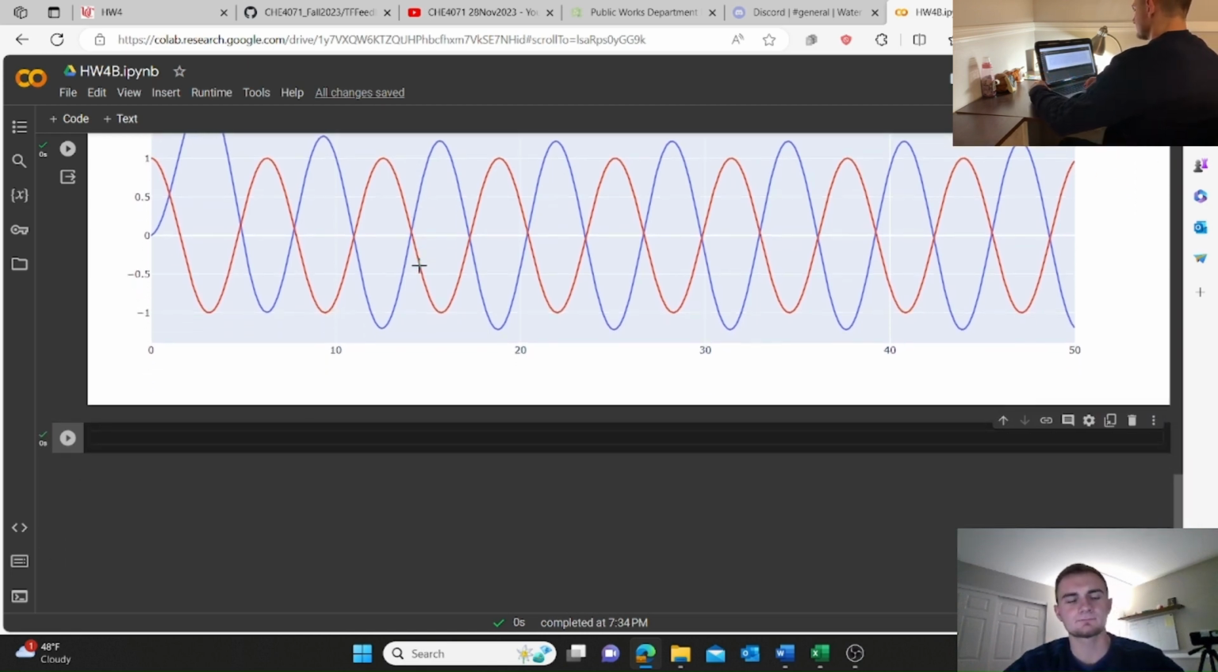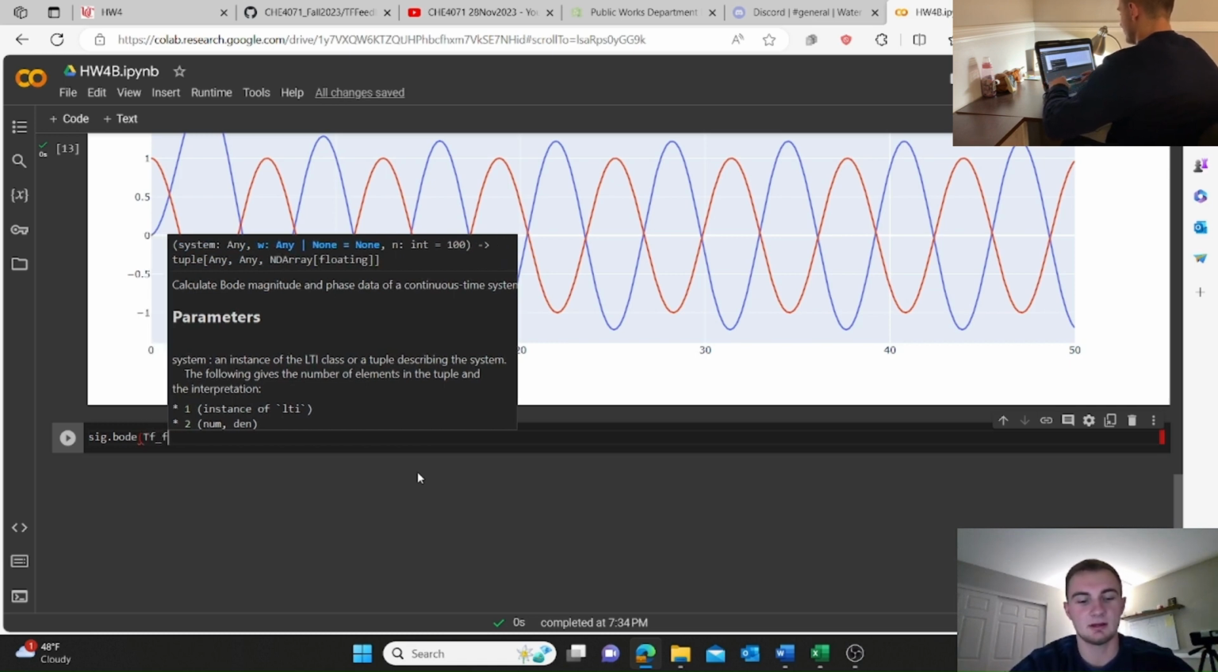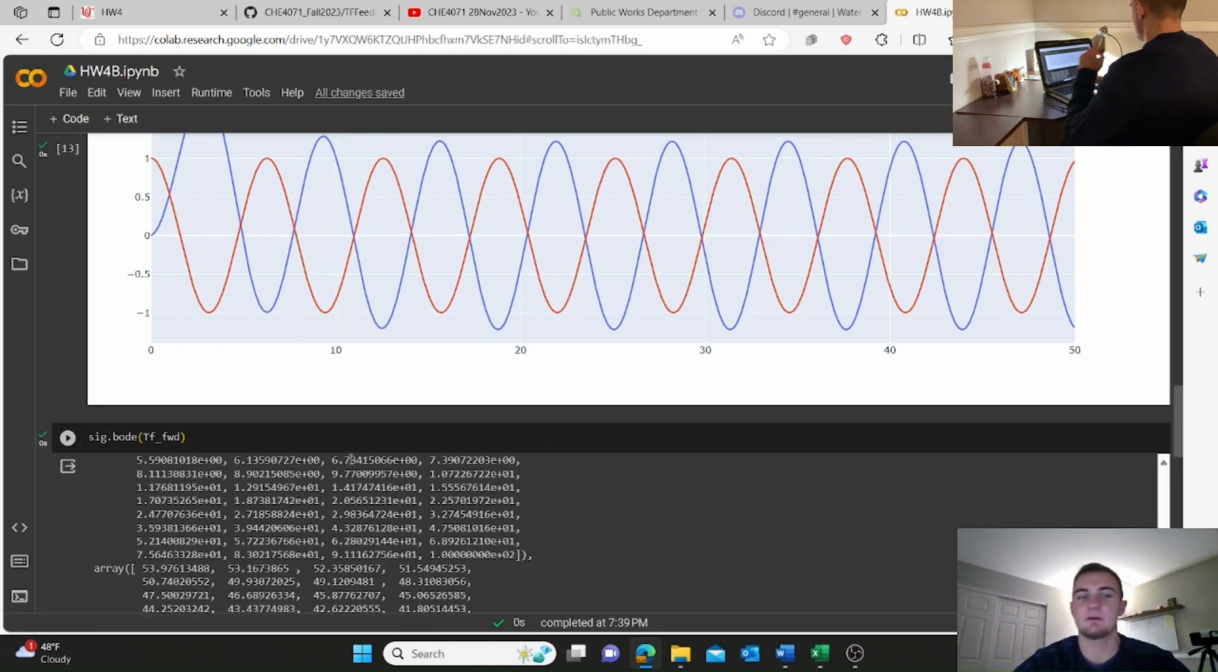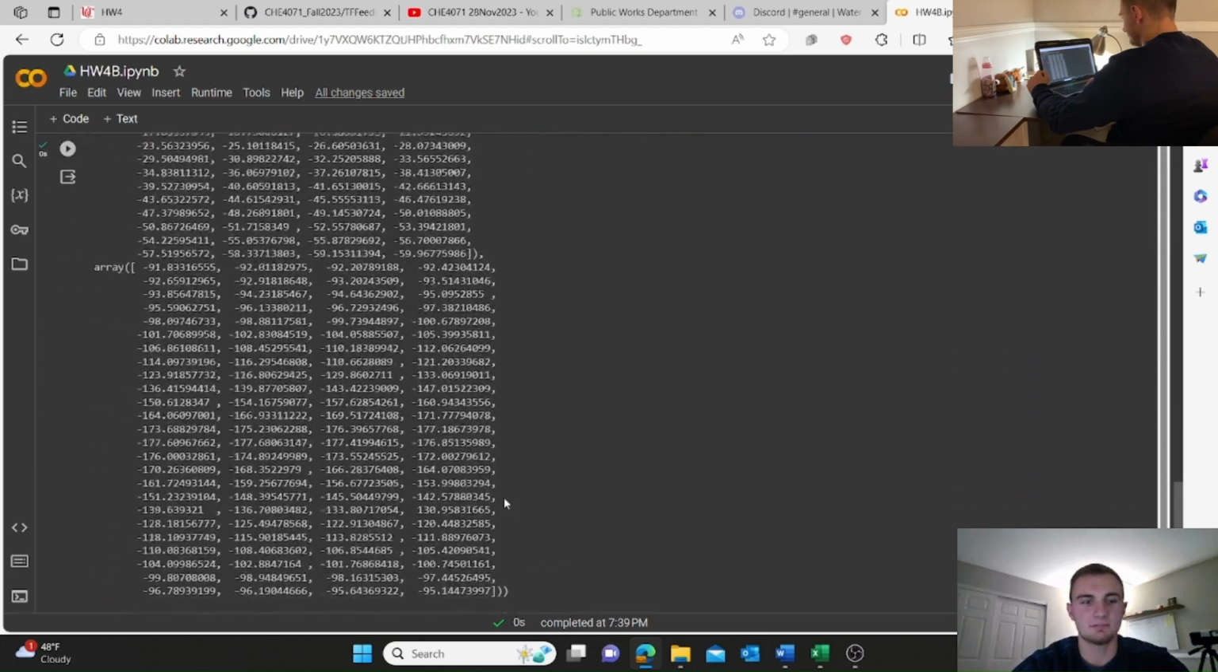If I do sig.bode, we can just supply the transfer function that we want to take a look at. What this Bode diagram will output for us is the frequency, the phase lag, and also the amplitude ratio. What we're asked to do here is supply our forward transfer function of that control loop. I'll supply that, and if I press Shift Enter, what we get outputted is 3 different arrays.